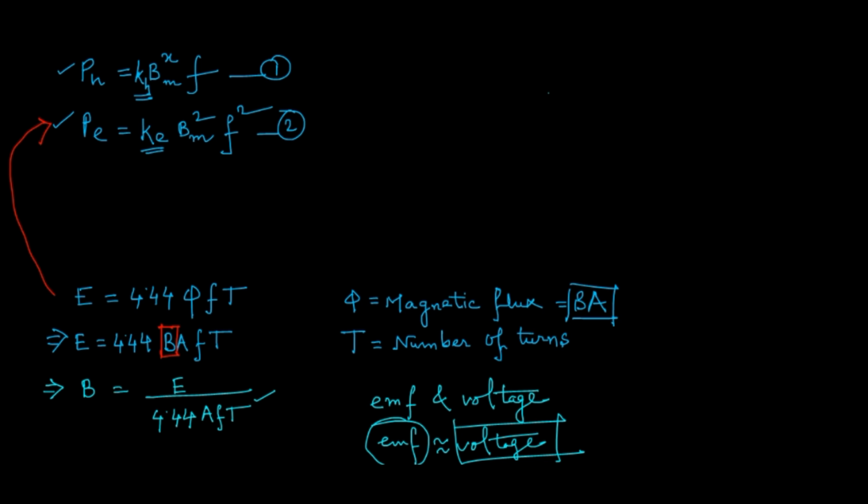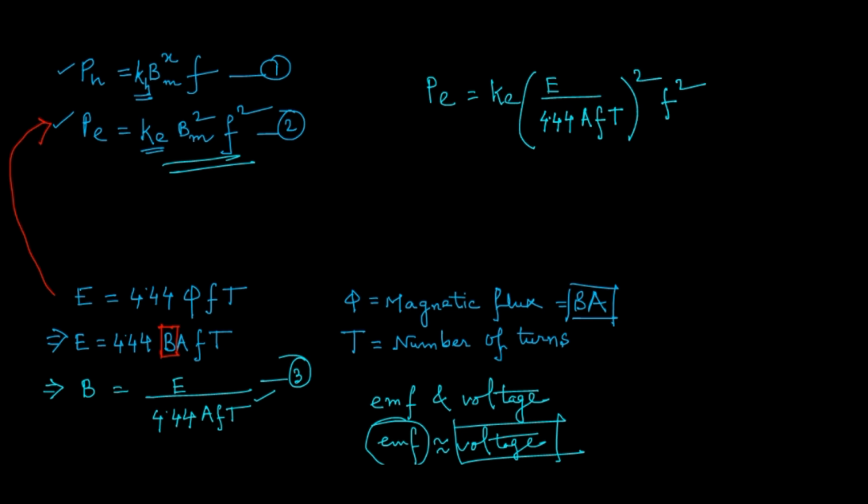Now if we replace the value of B from equation 3 into equation 1 or 2, let us take equation 2 because the square term is here, PE is equal to KE times E square over the rest. So what we get here is that eddy current loss is proportional to E square. That means eddy current loss depends upon the induced EMF, that is, the voltage quantity.